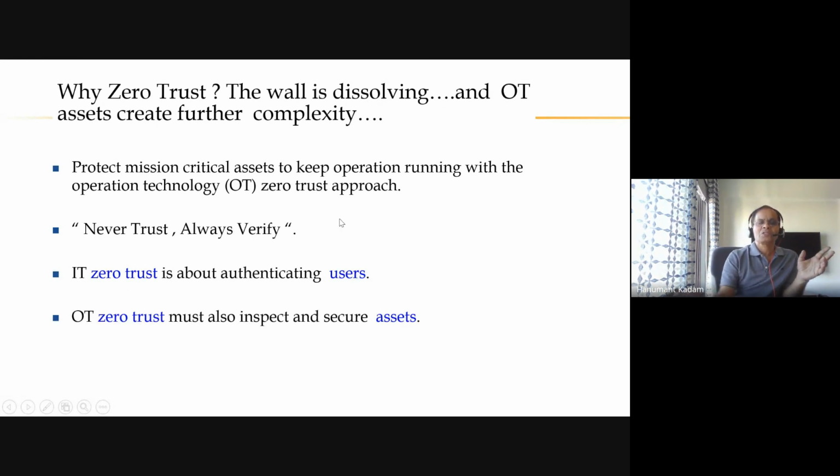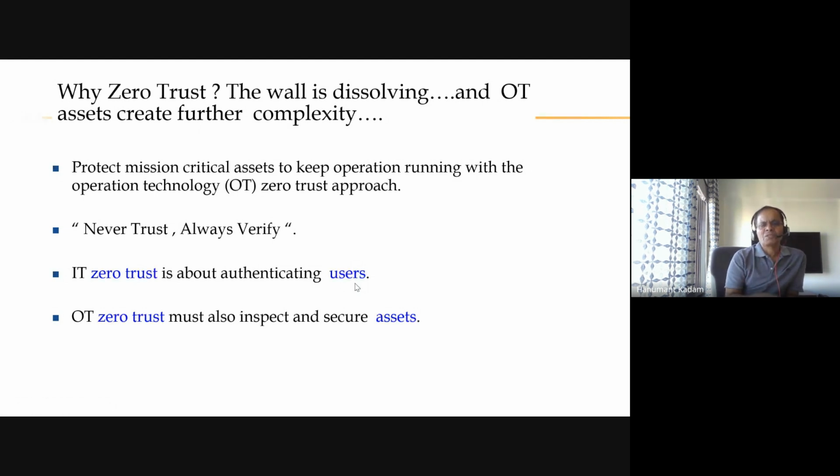You always see that even a company's CEO has to show identity cards and all. So this is what is required in an organization. Never trust, always verify. IT zero trust is about authenticating users, meaning user ID and password. This is what IT authentication is.